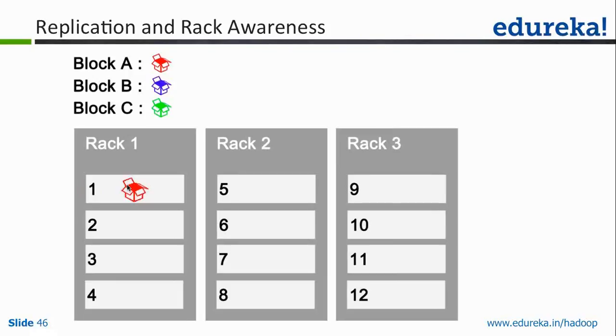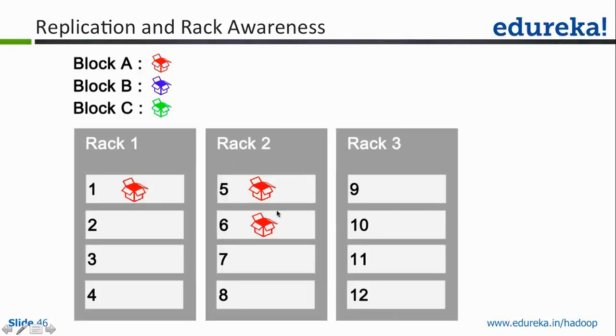The second copy of this will be written in a different rack, and the third copy will be written in the same rack as the second copy but in a different data node. Why is it done? Two things. One, if we write it all in the same rack, in case of a rack failure, you will lose the data. So in case of a rack failure, you still have the copy here.